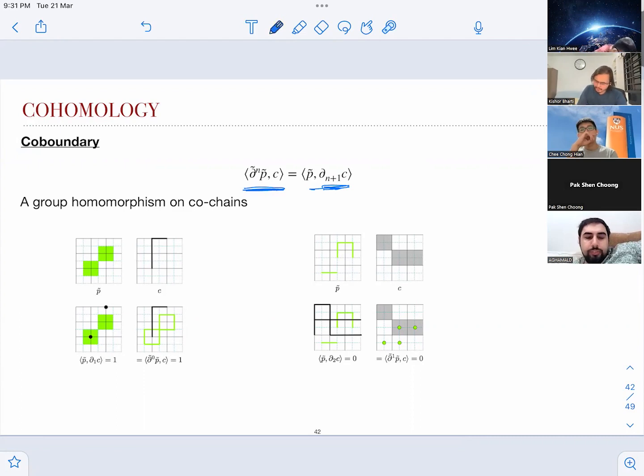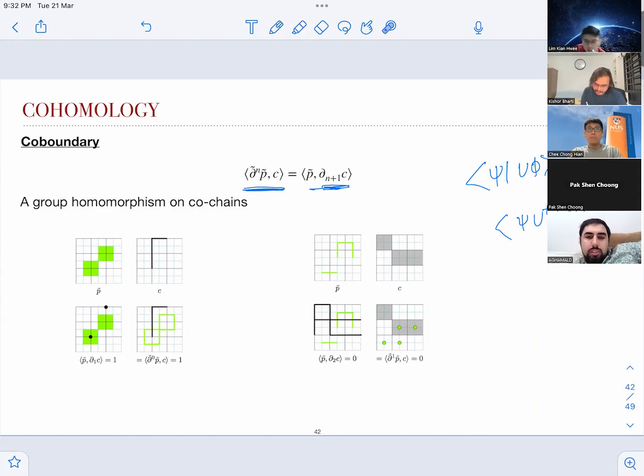It's similar to when you are interested in the inner product of psi with U phi, which you can write as psi U dagger with phi. It's a similar kind of idea. So let's look at a group homomorphism. It's basically nothing but a group homomorphism on the cochains.